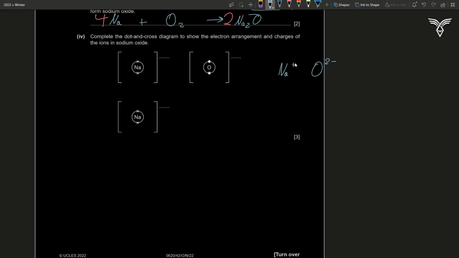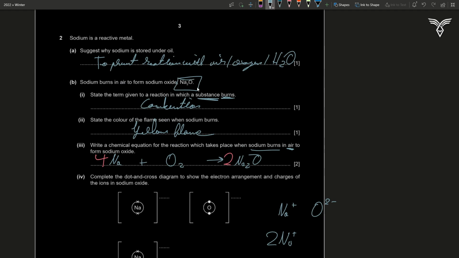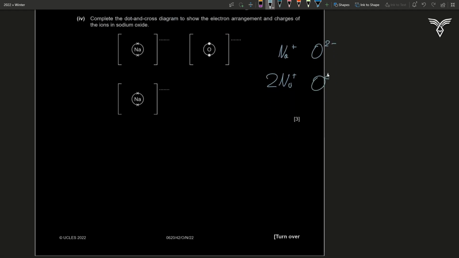Okay. To balance their charges, we need both charges to equal 0. So to make them equal 0, what do we do? We take 2 sodiums, which is literally the same as what they've given us here, so I'm just explaining for the sake of it. 2 sodiums and 1 oxygen ion. Here we have 2 positive charges and here we have 2 negative charges, so this is a neutral overall charge.